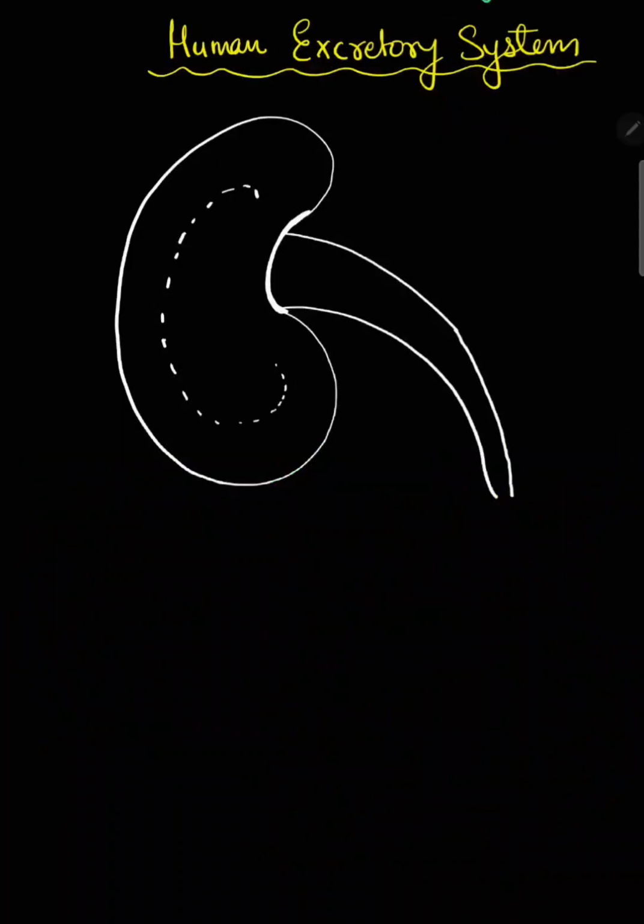Now let's start with the human excretory system. We have to study it in detail in this chapter. So where is the human excretory system located? In our abdominal region. The exact location is the kidneys. The kidney is situated between the 12th thoracic vertebra and the 3rd lumbar vertebra.